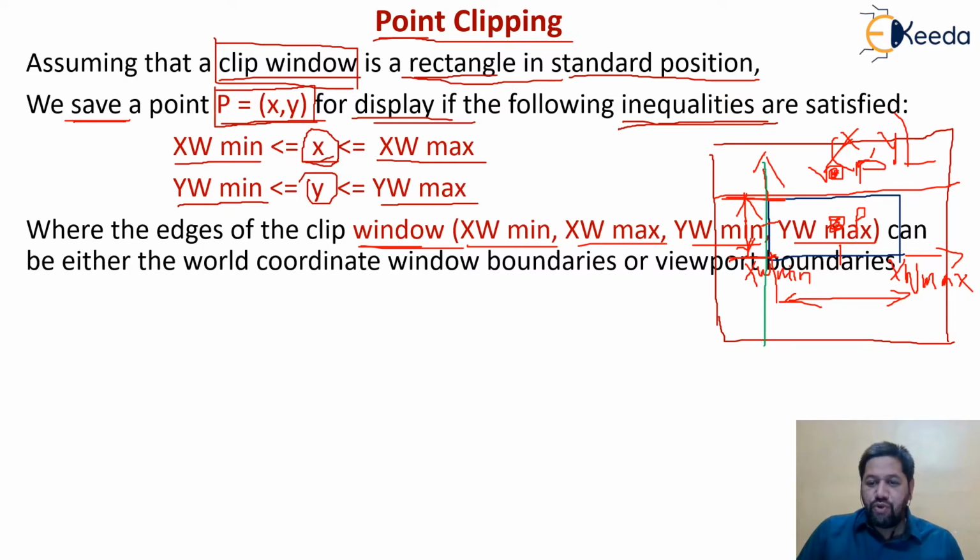This is also called my left window, or left edge of my window. This is my xw maximum, which is also considered my right side window. This is my yw minimum, also considered the bottom edge of the window. This is my yw maximum, which is considered the top edge of the window.